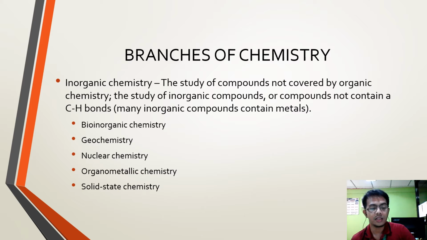The fourth one is organometallic chemistry, same as organometallic chemistry in organic chemistry, the study of chemical compounds containing bonds between carbon and a metal. Then the last one for inorganic chemistry sub-branches is solid state chemistry, the study of synthesis, structure, and properties of solid materials.